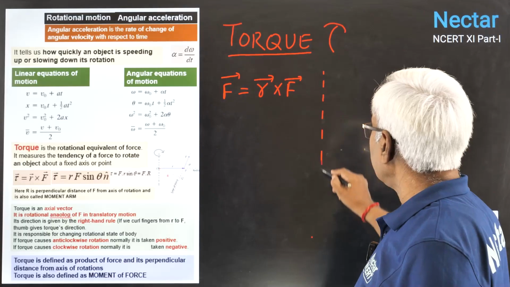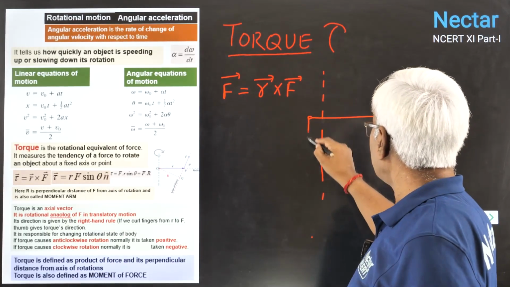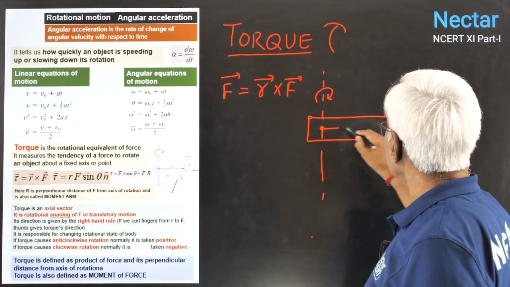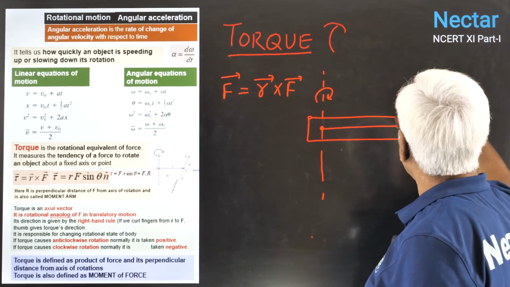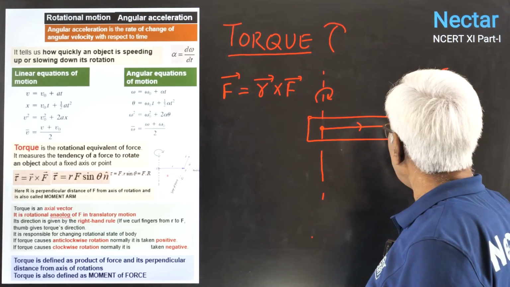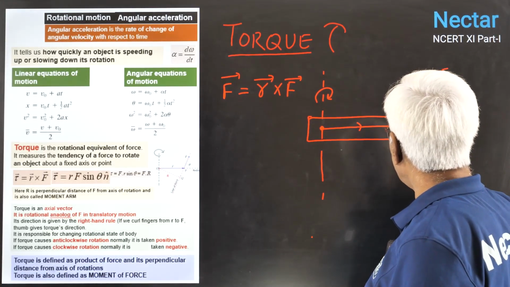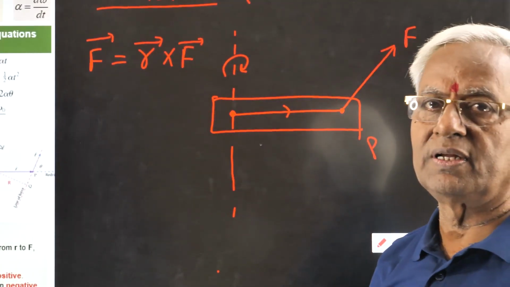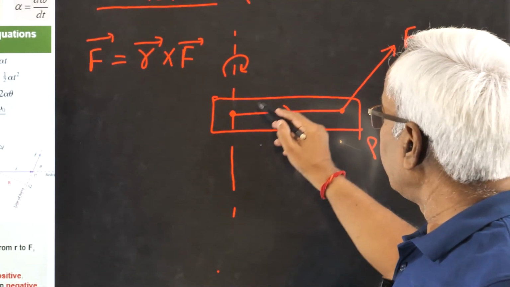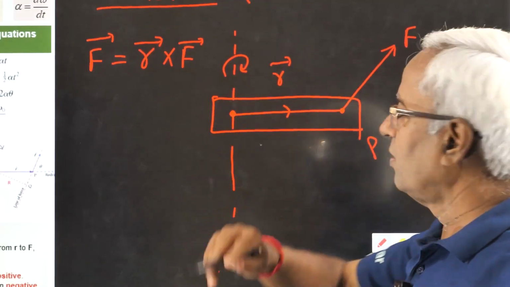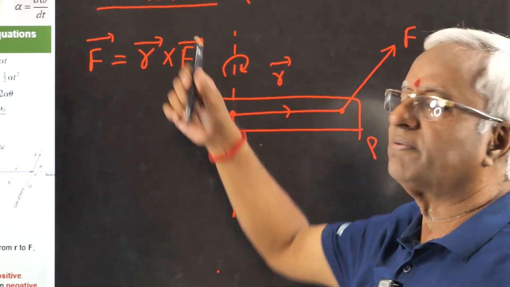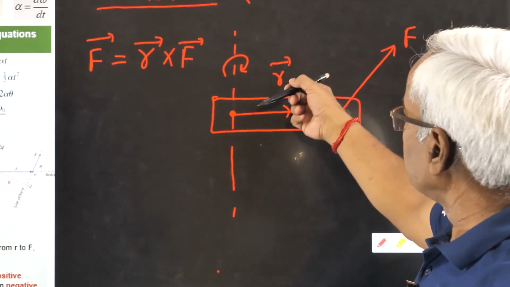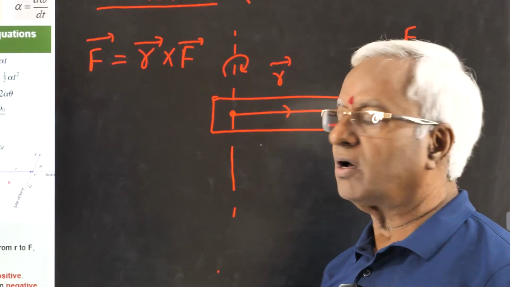Suppose one body is subjected to this axis of rotation and a force is applied at this very point, point P. This is the axis of rotation. The distance of the point from the axis is given by r, which we call the radius vector. And force is applied over here. Then the cross product of the two is going to be the torque.